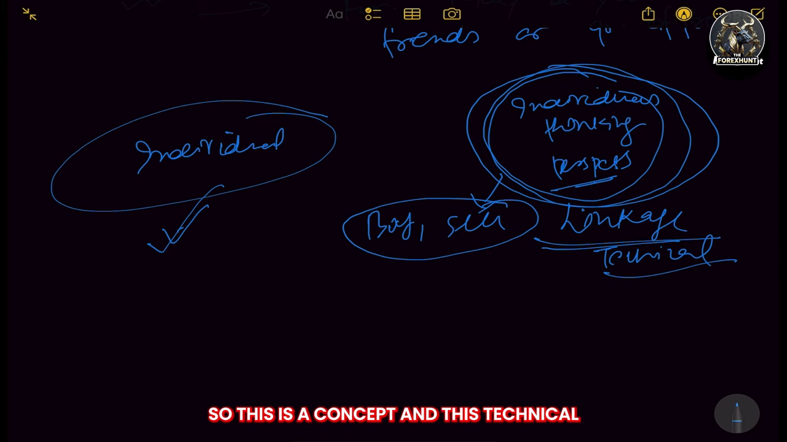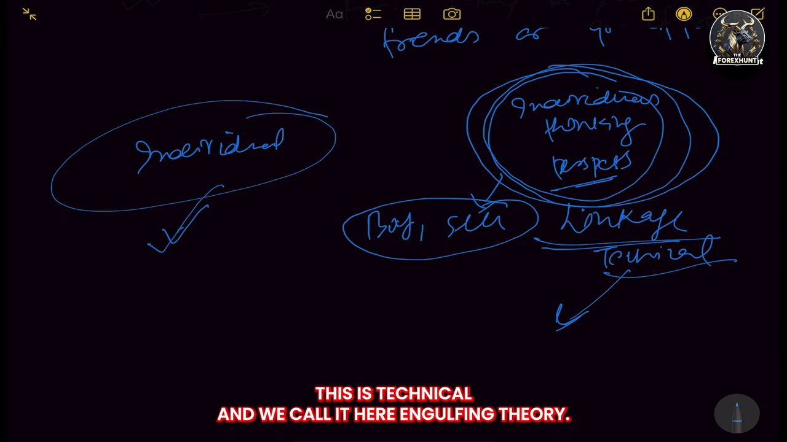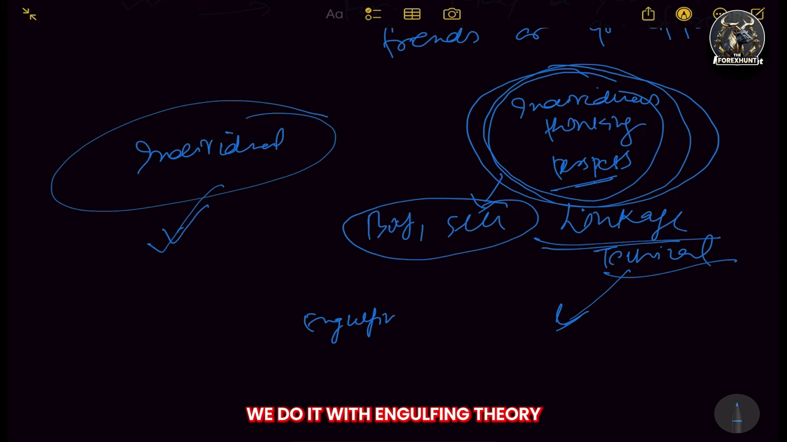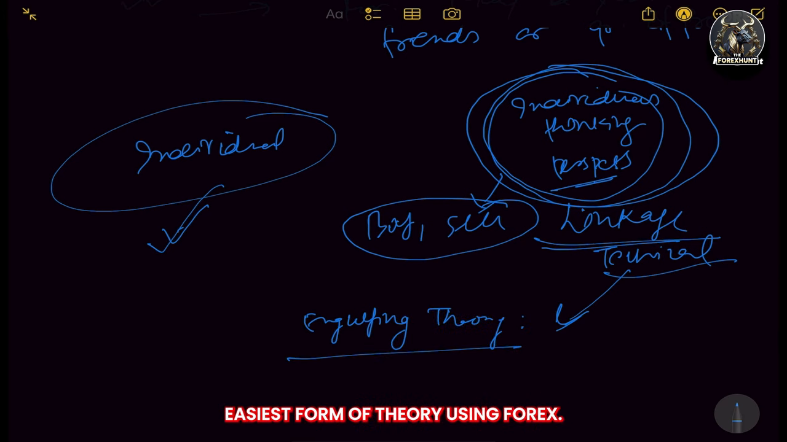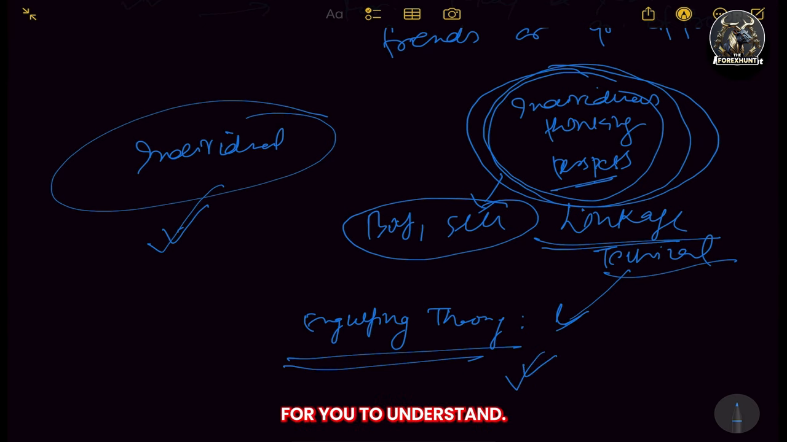So this is the concept, and this technical aspect. There are two types: one is fundamental, the second one is technical perspective, and the third one is sentimental perspective. So this is technical, and we do it with engulfing theory, the most advanced and easiest form of theory using Forex. Okay, so maybe this is going to be an easier topic for you to understand.